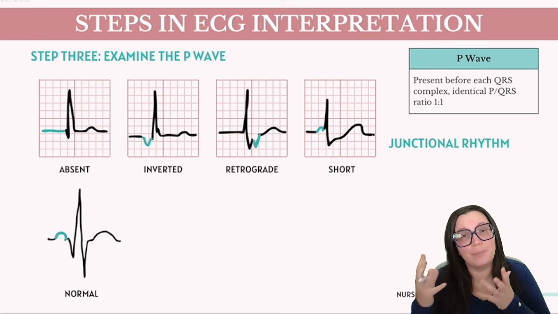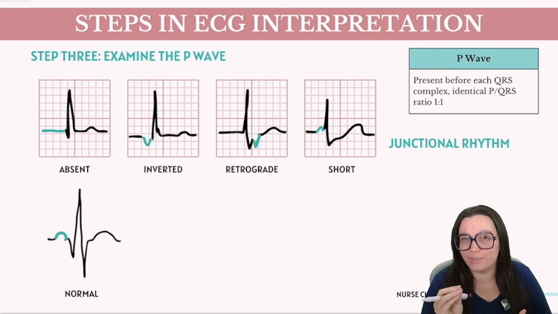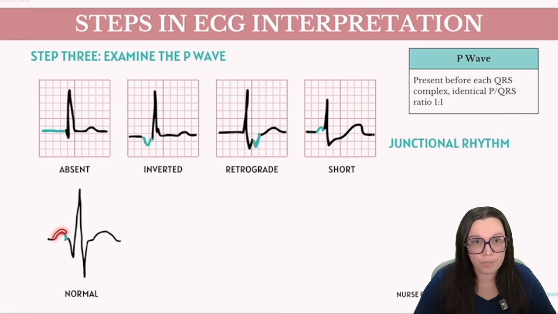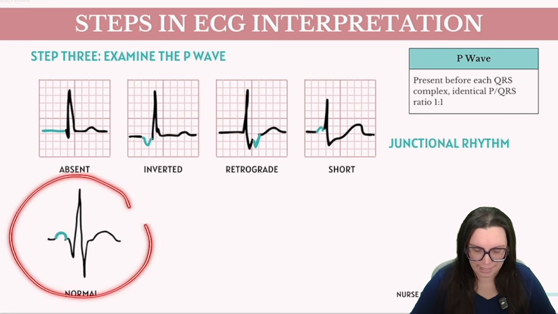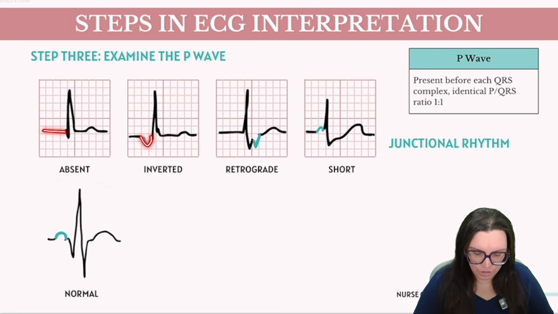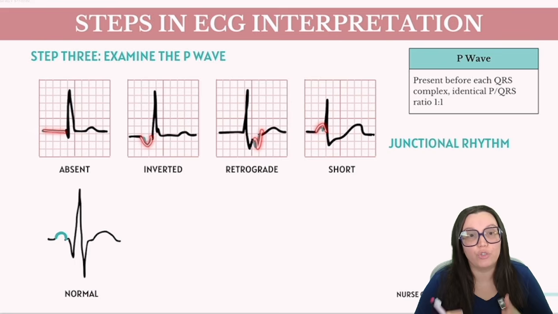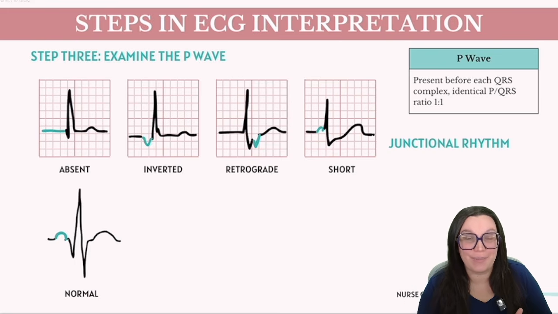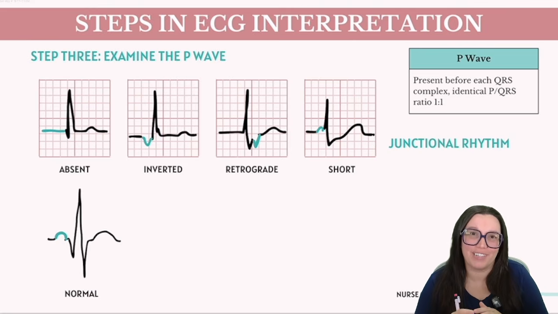So step 3 is the process of identifying and scrutinizing our P waves. Under normal conditions, our P wave should be visible and upright like we see here at the bottom of your screen. Whenever we have an absence, inversion, retrograde, or short P wave, it might suggest that we're looking at a junctional rhythm, indicating there's some kind of irregularity taking place in the heart's electrical activity.